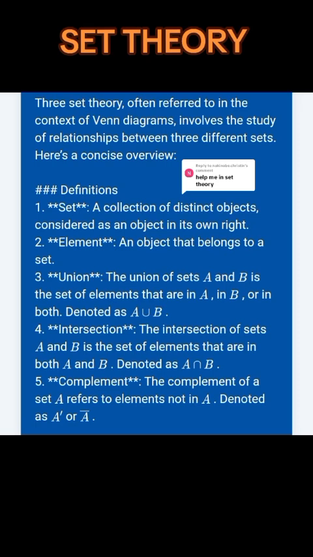Then the union is the sum of all the members in the given sets. Then the intersection, and those are the elements that are in both sets. Then you have the complement, and those are members that do not belong in a given set. So these are the complement of a set. A' refers to the elements which are not in A, and is denoted as A prime or A bar.